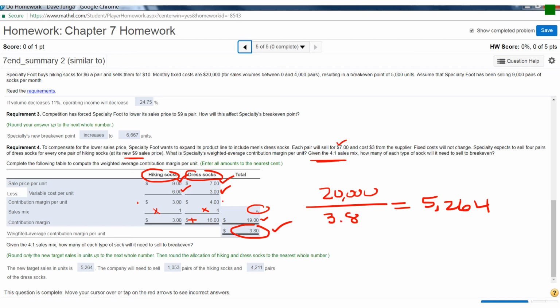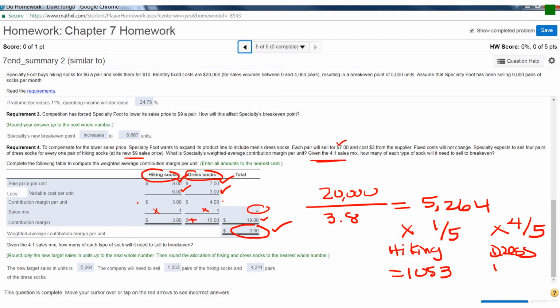And then of course you have to multiply this individually. So we've got your hiking, right here, and your dress. For the hiking it's going to be 1/5, and for the dress it's going to be 4 out of 5. Okay, so if you multiply by these weights, the 5,264 times the 1 out of 5 ratio for hiking, that's going to give you right around 1,053. And for the dress, it's going to give you 4,211.